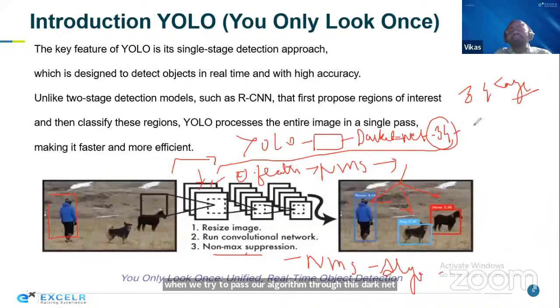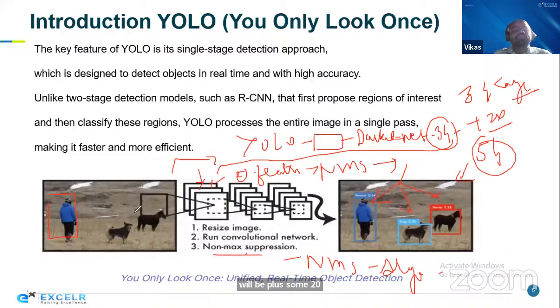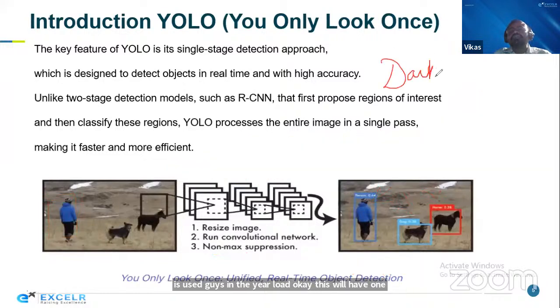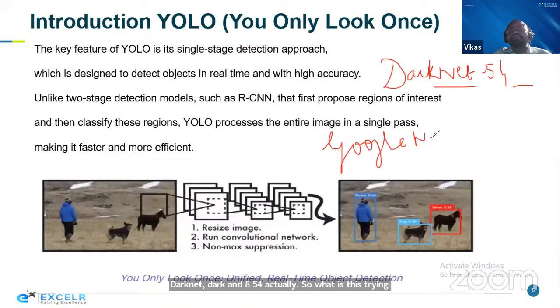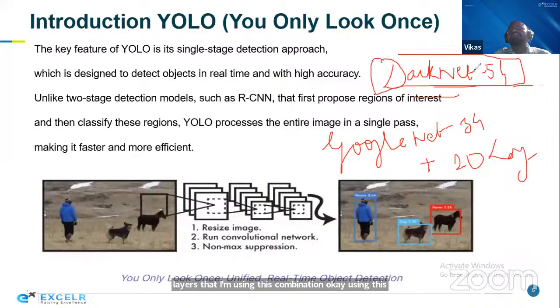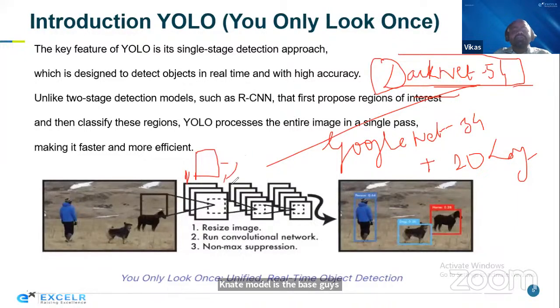Darknet 34 plus some 20 more layers added becomes Darknet 54 actually. That Darknet 54 model is used in YOLO. The base model is Darknet 54. It uses the Google Net model, which is around 34 layers, and adds some additional 20 layers. Using this combination, they have created one model called the Darknet model. That Darknet model is the base here.